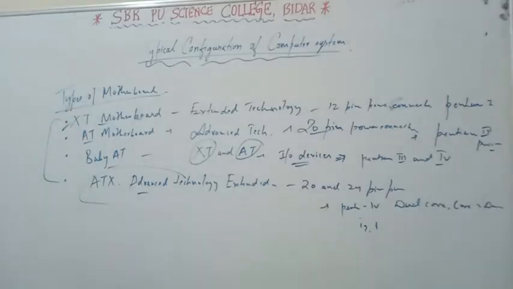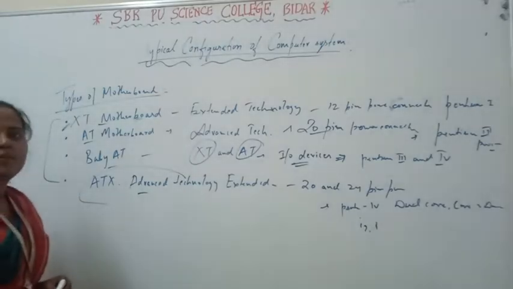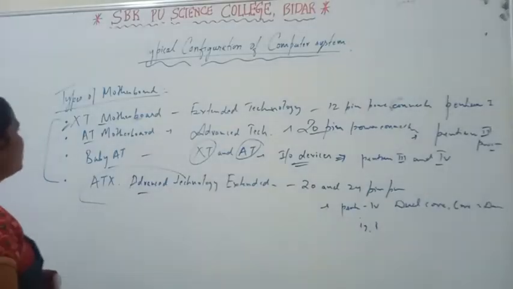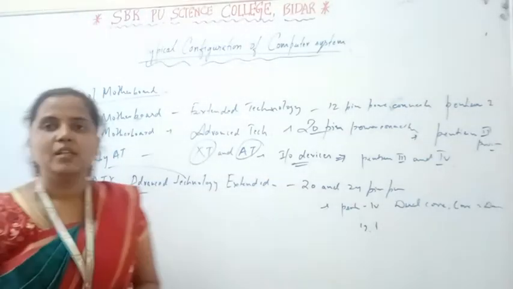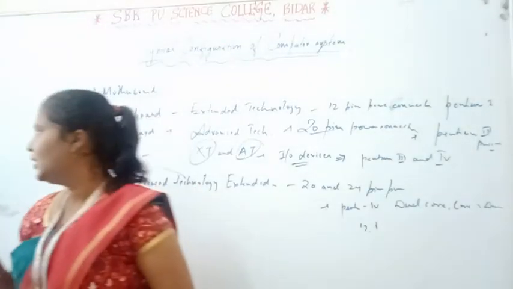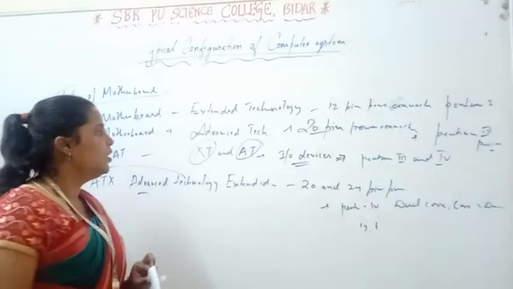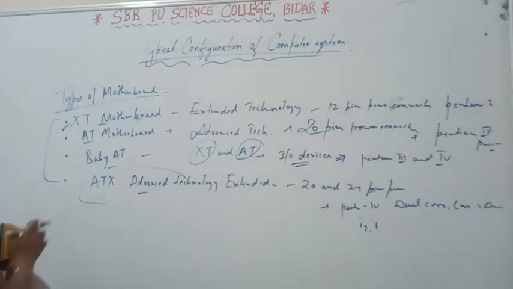These were the types of motherboard. The motherboard is a PCB, printed circuit board, and what are its features? The characteristics of the motherboard are form factor, chipset, and having the power connector in it, and there are different types, mainly 4 types of motherboards.